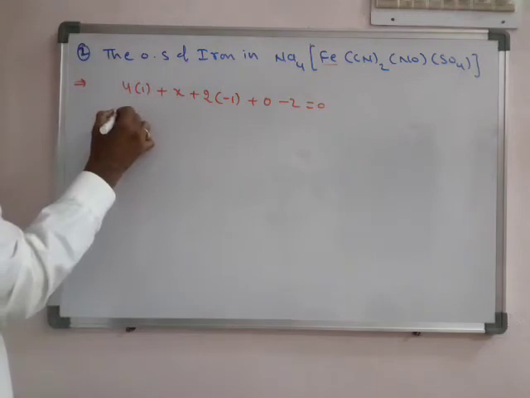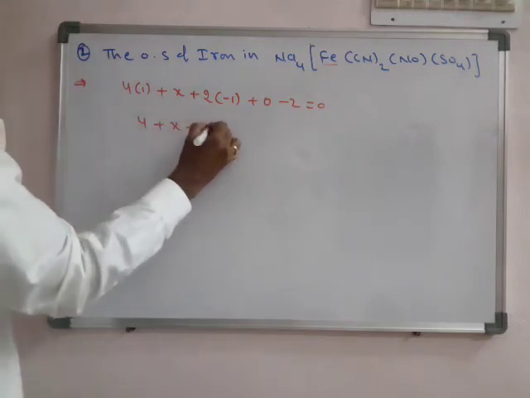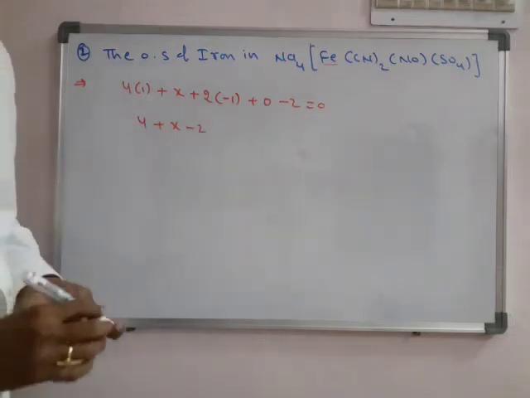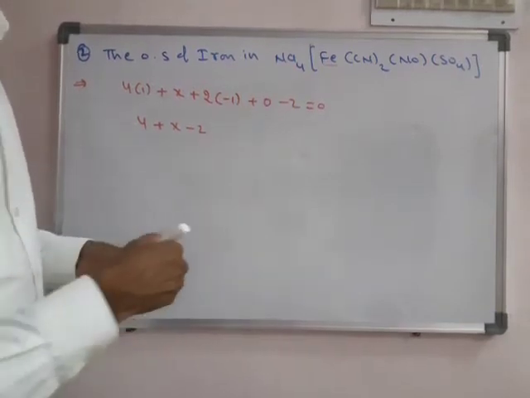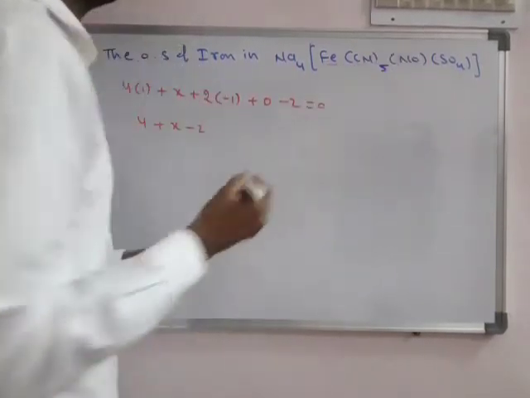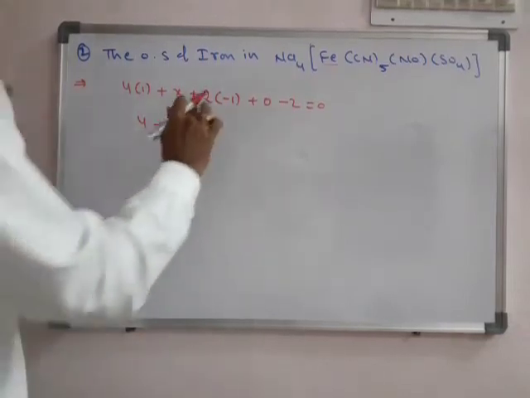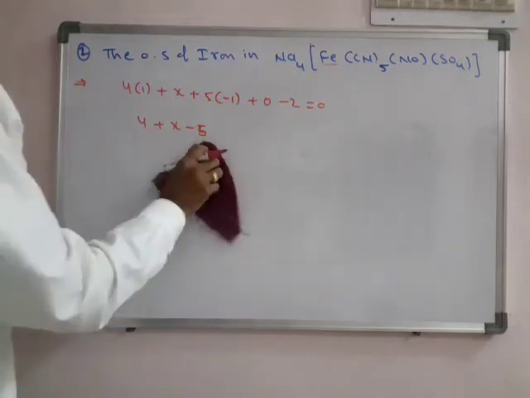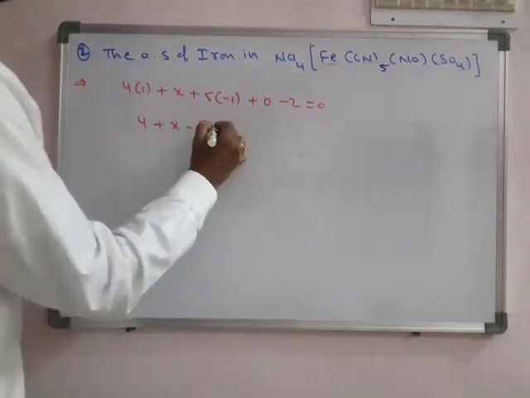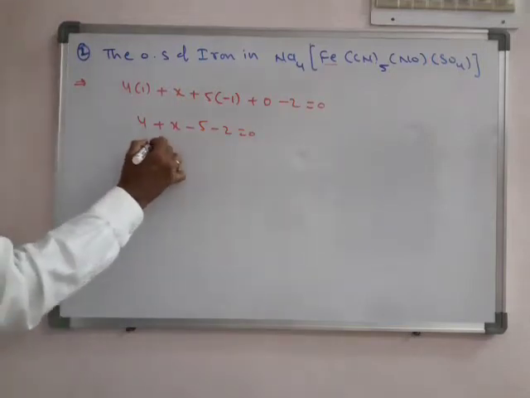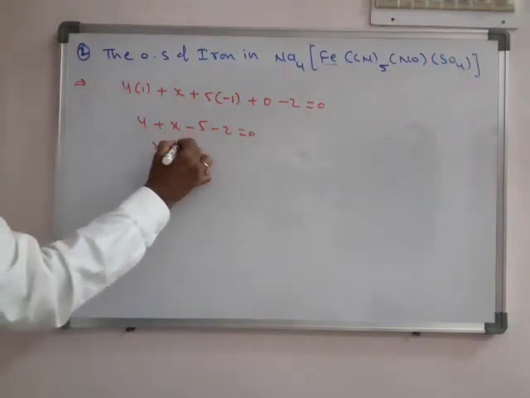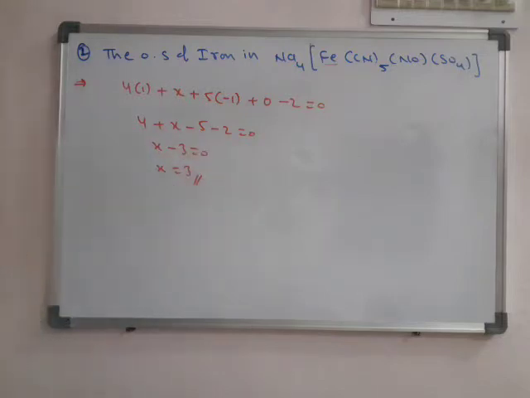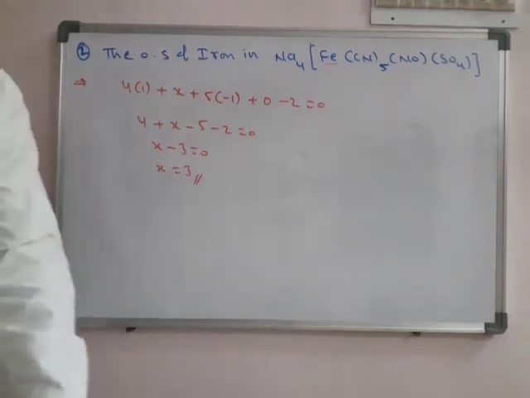So this is 4 plus x minus 2. Sorry, wait. This is not NO5, sorry, CN5. It is given 5, so -5. So -7. This becomes +4. The oxidation number of iron is 3. So let's do one more calculation.